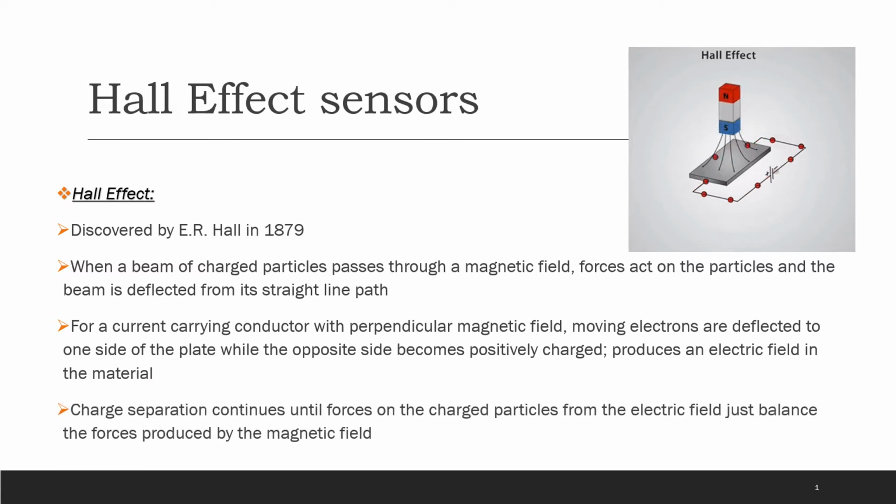Now this charge separation will continue until the forces get balanced with each other, which means that now there are two fields, the magnetic field as well as the electric field. Both will be exerting forces, and until an equilibrium is achieved between these two forces, the charge separation will continue. So this is known as the Hall effect.